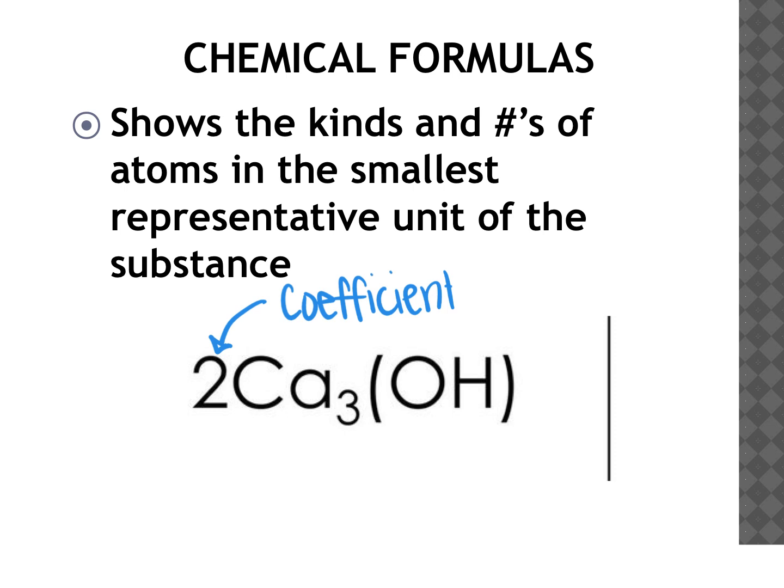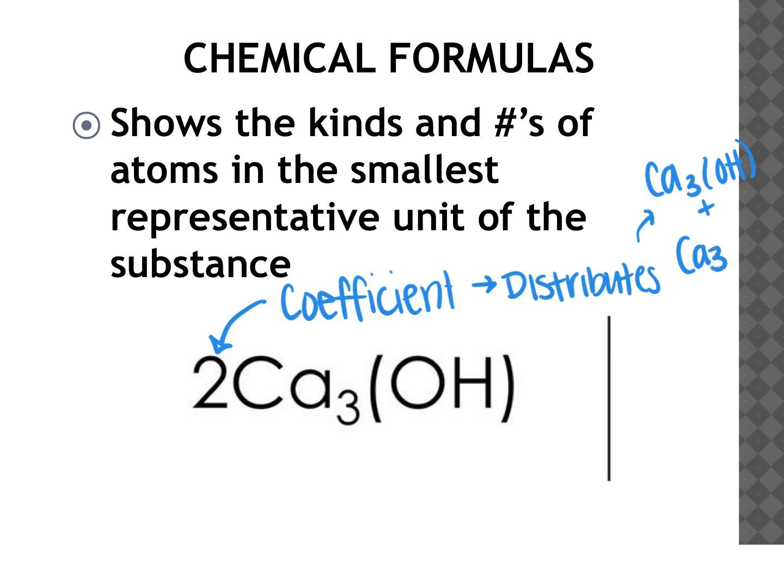So if I were you, I would write that formula and label it. The big number in front is called the coefficient. This number distributes to the whole thing. That means there's 2 of these calcium hydroxide compounds. So we have 2 of these. Does that make sense, what that 2's doing? All right, what's the other number you see?